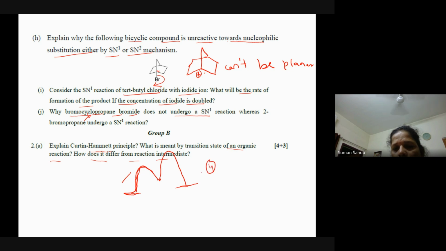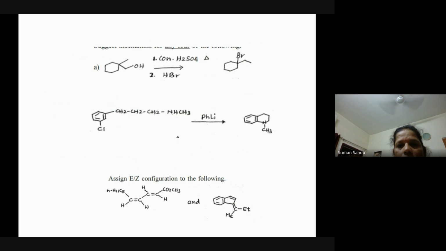I have given four different principles. Then what is meant by transition state and how does it differ from the reaction intermediate? A reaction intermediate is a local energy minimum, whereas a transition state is a maximum. A transition state is not a molecular state, but for an intermediate you can get evidence of its formation. For the transition state you cannot get the evidence. It just passes through that path.